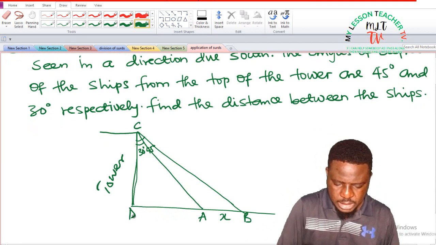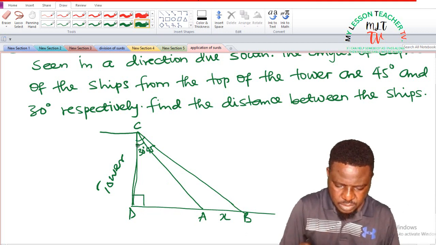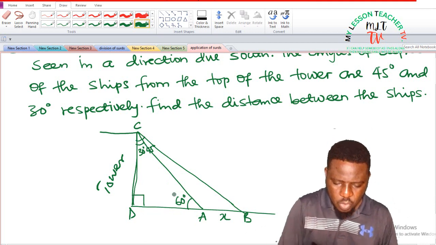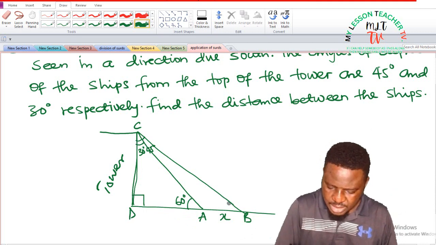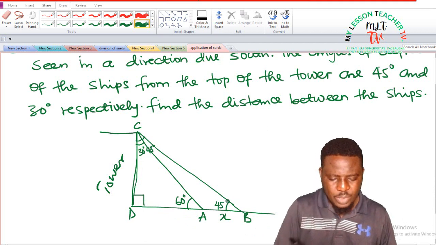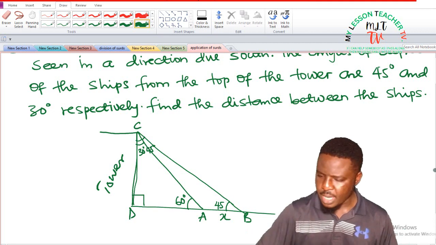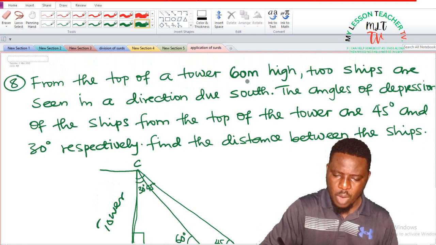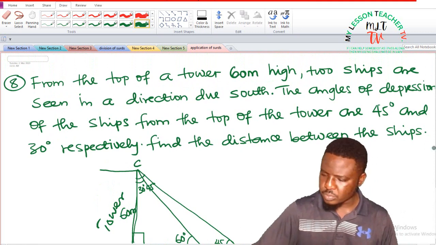Now, considering triangle CDA, this is 90 degrees. If this is 30 degrees, then definitely this is going to be 60 degrees. And considering triangle CDB, if this is 45 degrees, this is also said to be what? Angle 45 degrees. So with this, I can then get whatever I am asked to find. I was also told that the height of the tower is 60 meters. So it therefore means that this is 60 meters.